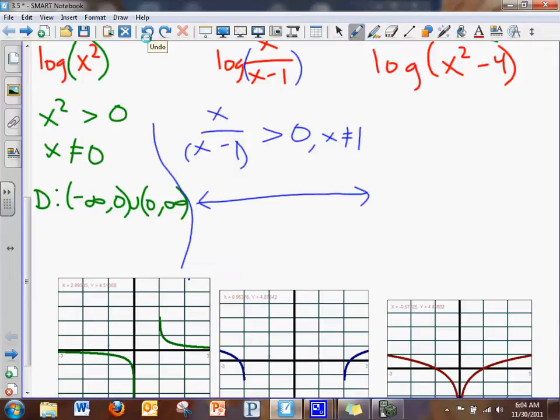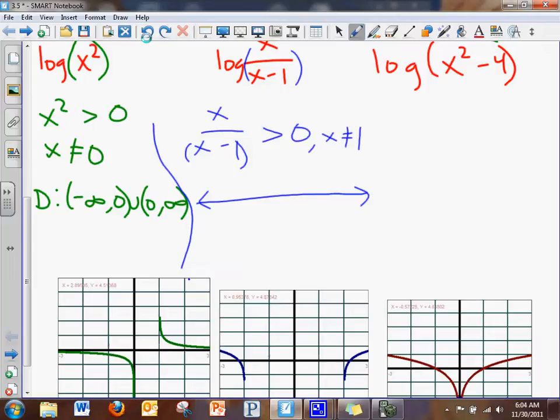Let's make a number line, and I'm going to make a sign chart with this number line. I'm thinking to myself, all right, what values for x is there going to be a sign change at? Let's just investigate.